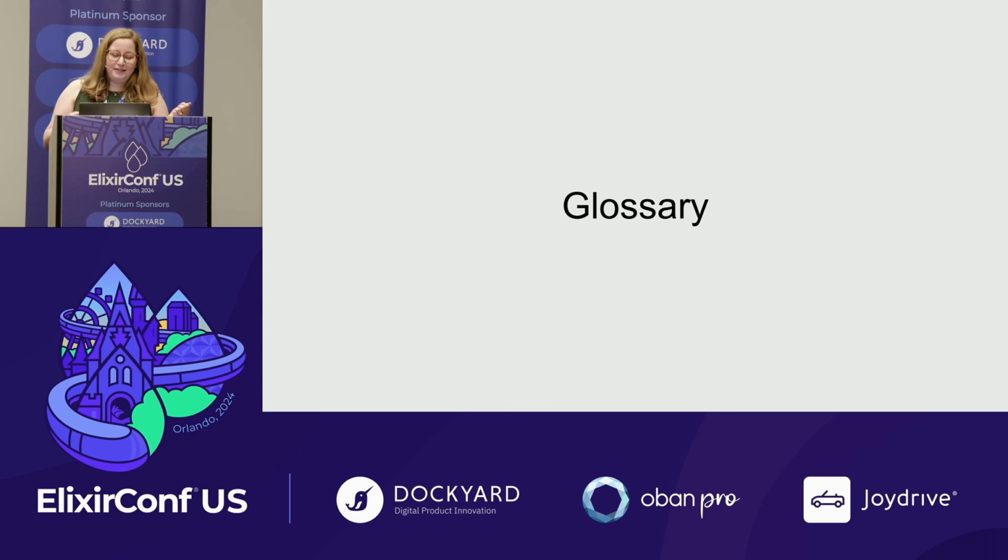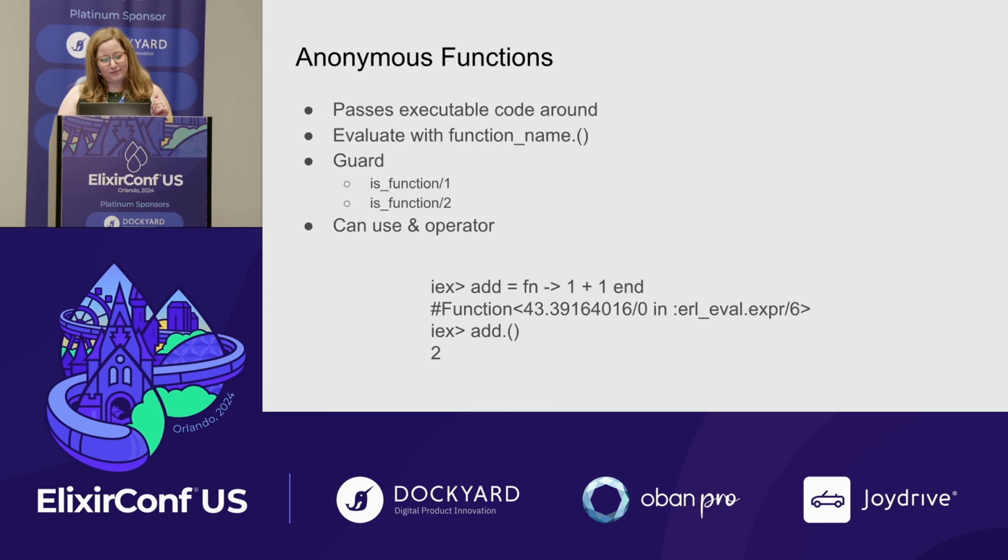So glossary. We're going to talk about a lot of terms here. Just want to be all on the same page. Anonymous functions. We've kind of talked about this a little bit in some other presentations this morning. So this is just passing around executable code just like a string or an integer. You evaluate it with what you say it is, period, and then empty parens.